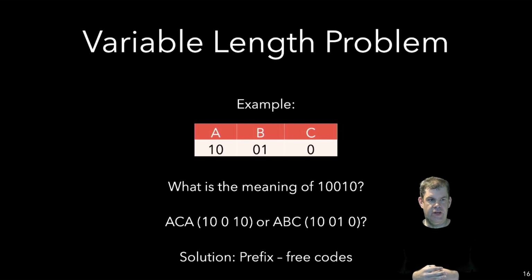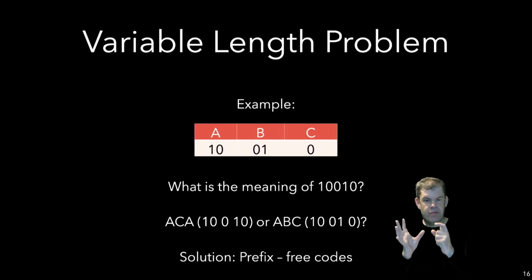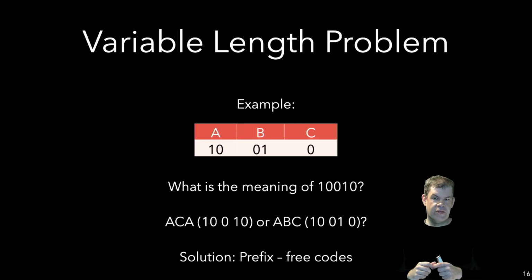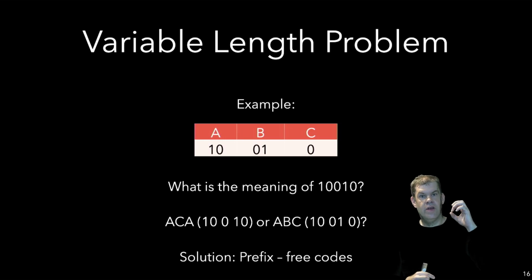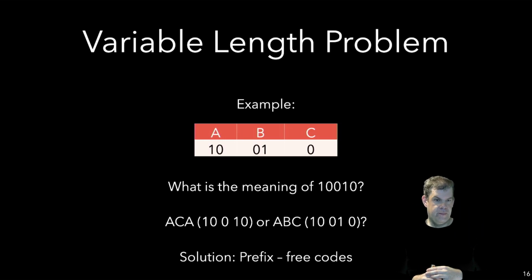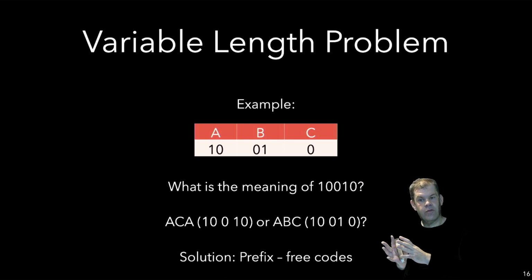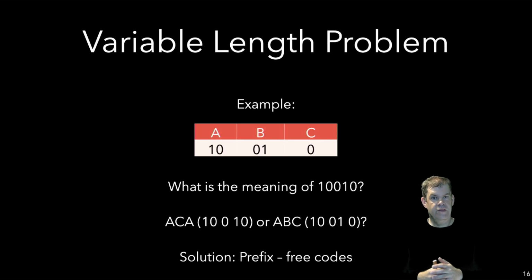So maybe not a great idea. So what we want to do is use what's called a prefix-free code. Okay, so what's a prefix-free code? That simply means that none of those bit entries here, the 10, the 01, or the 0, none of those should be a prefix to another one. And here you see the issue. The 0 for the C is a prefix to the B. So the code for B, 01, starts with the code for C, namely the 0.